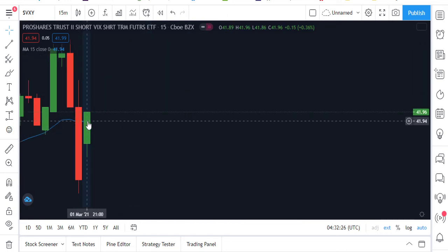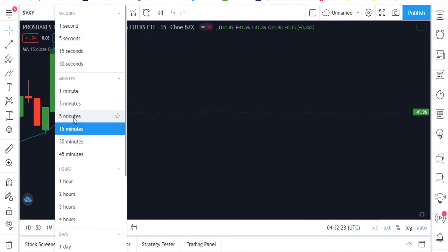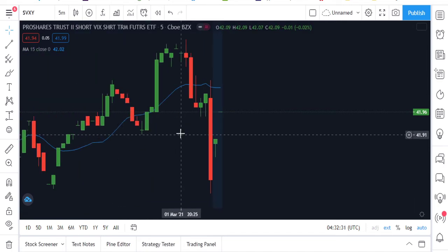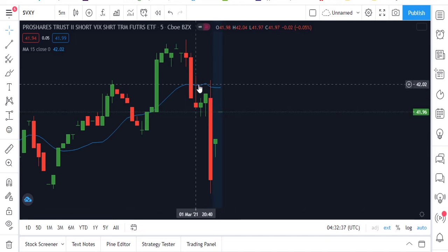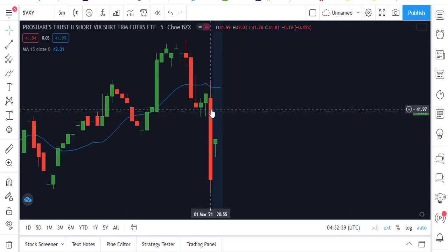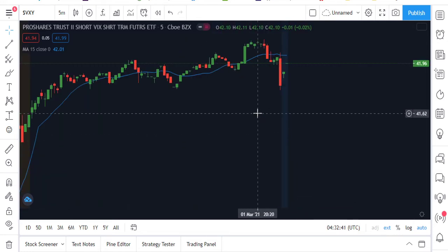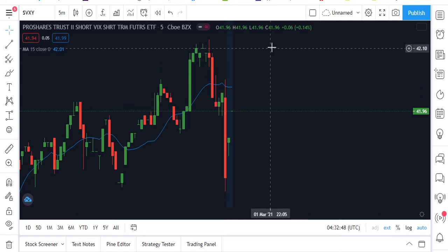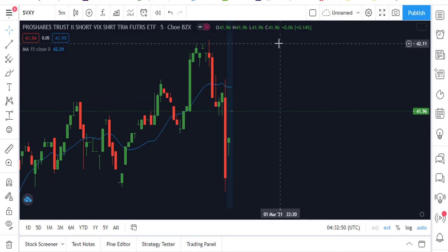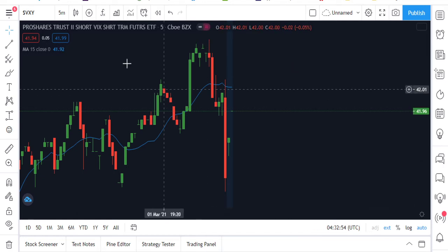Right now, it looks like it's still going up. Let's go down to a 5-minute. So you can see how it traded below the moving average, and it's sitting right here. So it's technically a sell in the 5-minute. So if we were to buy, we would wait till it hits at least 42. If it hits 42, then we would buy it. If it hits 42.11, then it's going to break out.